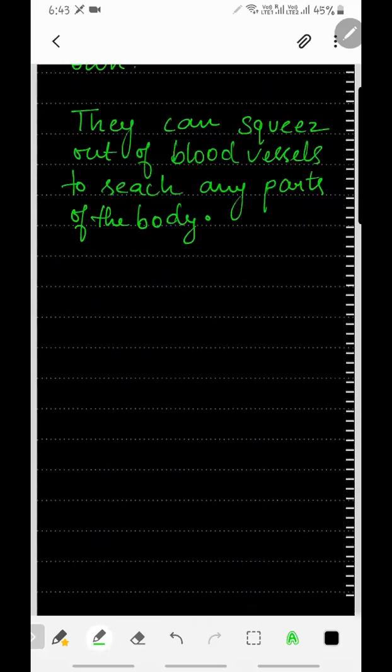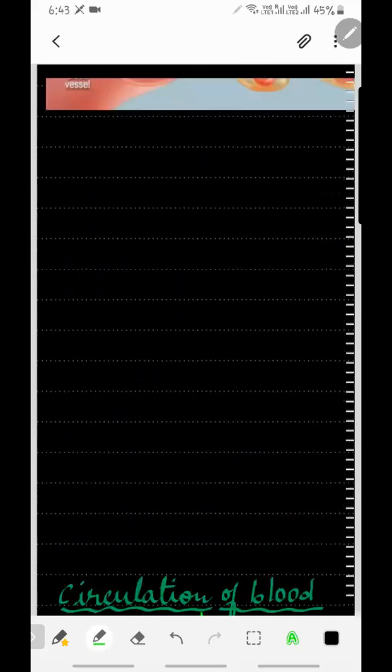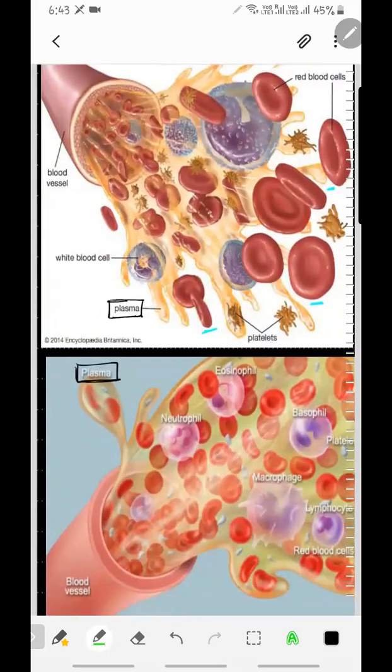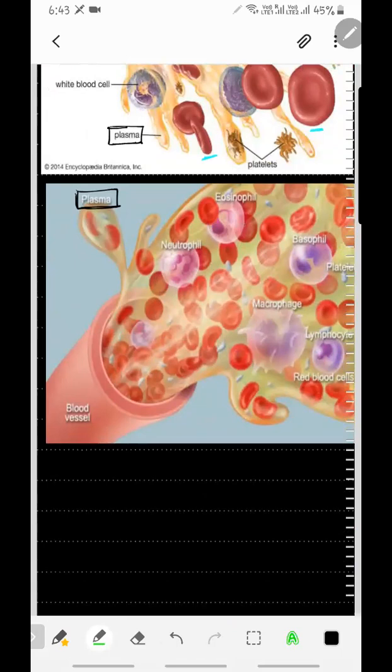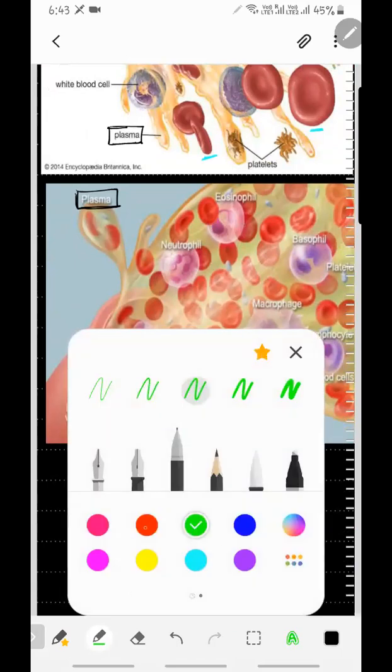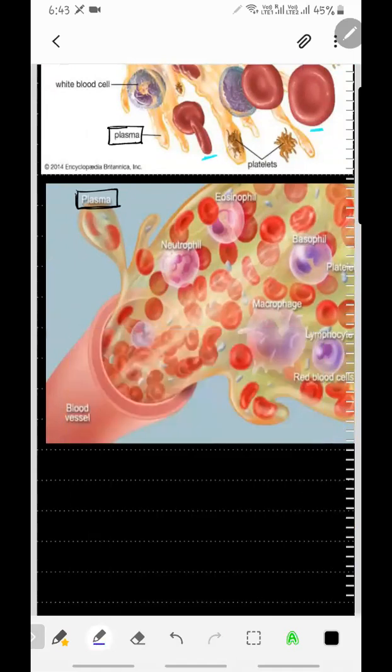Yeah, Yashwant, what was your doubt? You can see here WBC. This is the WBC type. Eosinophil, neutrophil, basophil, macrophage, lymphocyte. These are the types of WBC. Sir, when we get a wound, WBC will protect us from infection and release pus. Yes.